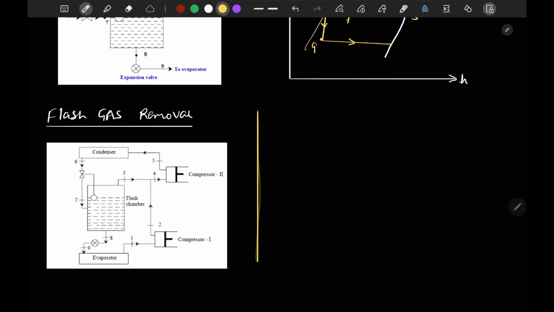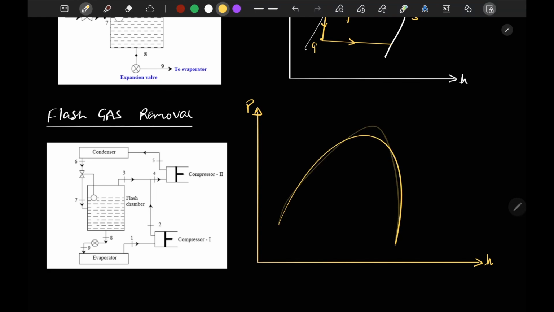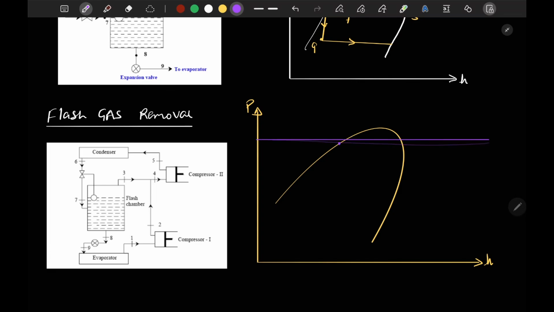if we want to draw it on a pH diagram, let's say this is P, this is H, and this is our dome. Sorry, let me draw it again. So this is our dome. We can say that the condenser exit, point 6, will lie somewhere here. Let's say this is our condenser pressure.